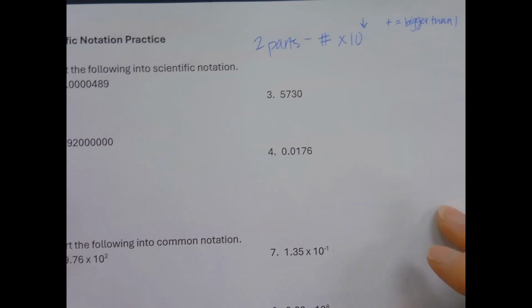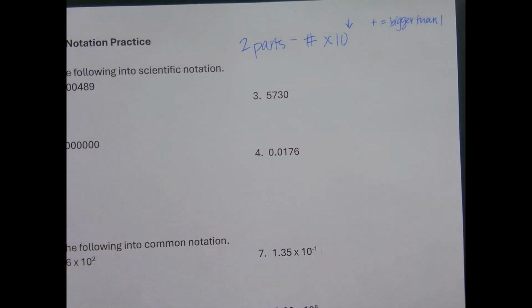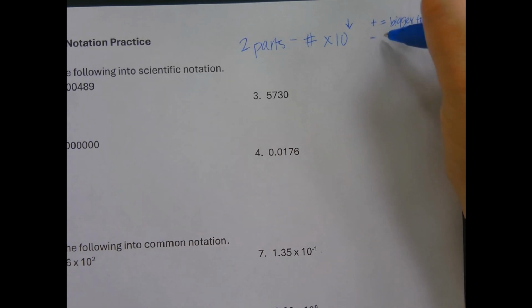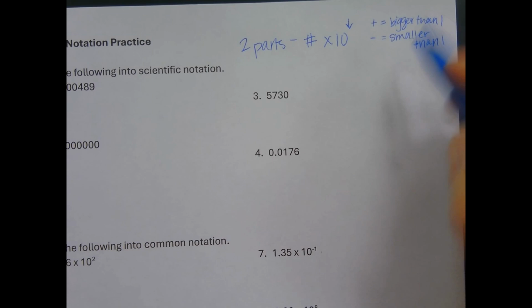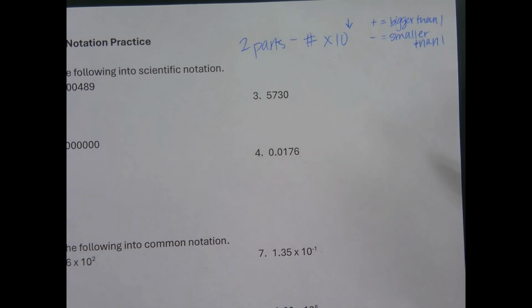Ooh, I guess I'm off the screen. Here we go. If it's positive, it's bigger than 1. And if it's negative, then that is smaller than 1. Okay, so this is what we're going to be looking at in terms of making sure we have in our scientific notation practice.